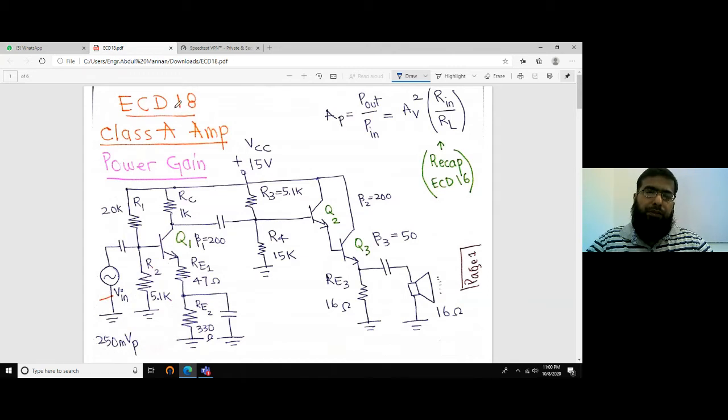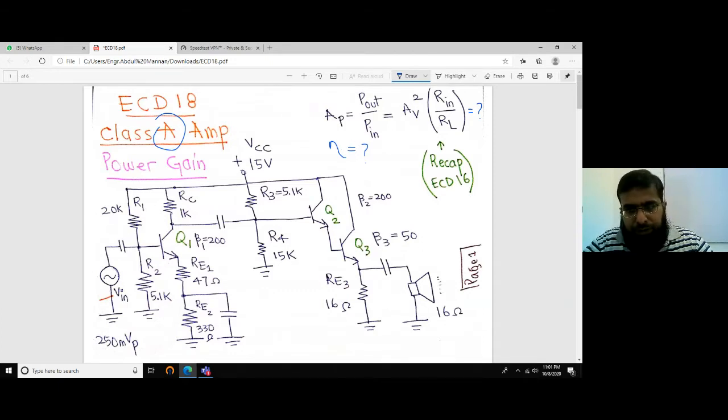In our previous lectures, lecture number 16 and 17, we have been studying power amplifiers, especially the class A power amplifier, which uses the whole linear range of the output characteristics of a BJT amplifier. In this lecture, we will find the power gain and the efficiency eta of this amplifier that is given here.